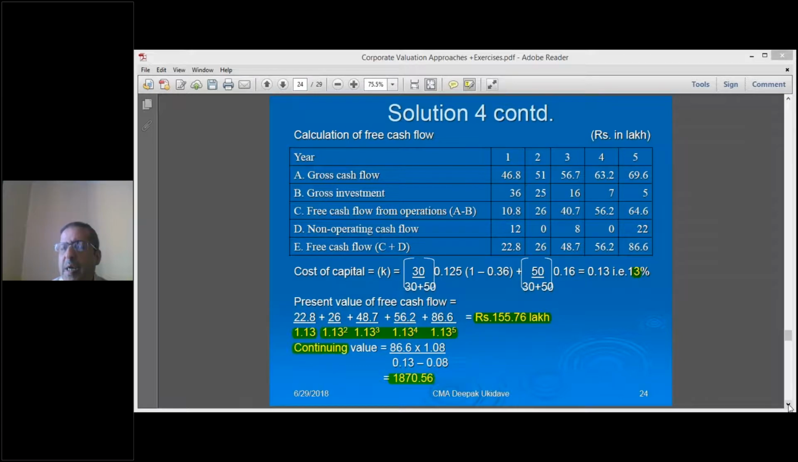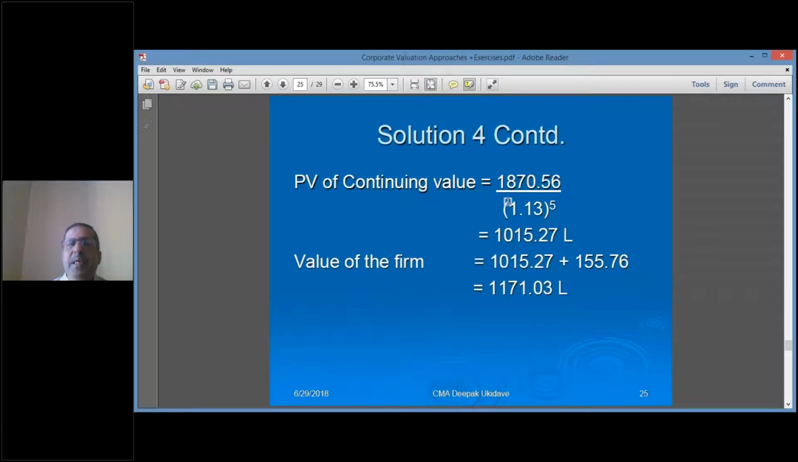1870.56 upon 1.13 to the power 5. See here, present value of continuing value is 1870.56 divided by 1.13 to the power 5. 5 because 5 साल का data है. End of 5th year. Beginning of 6th year is end of 5th year. So 1015.27 lakh is the present value of continuing value.